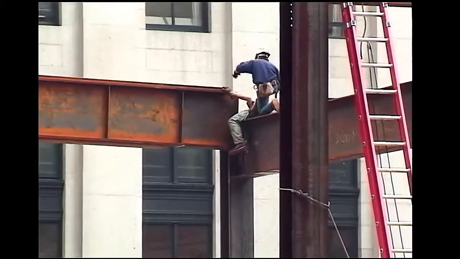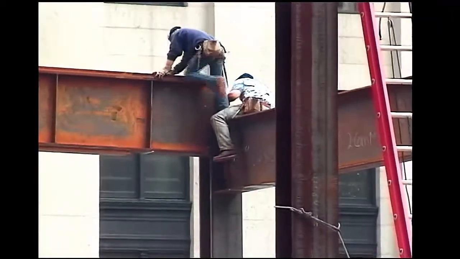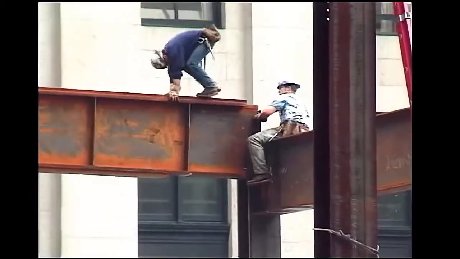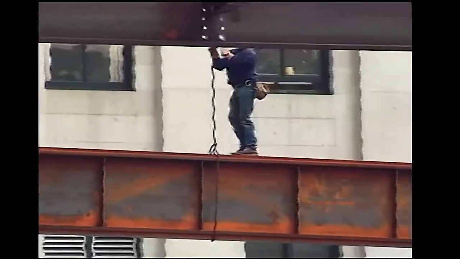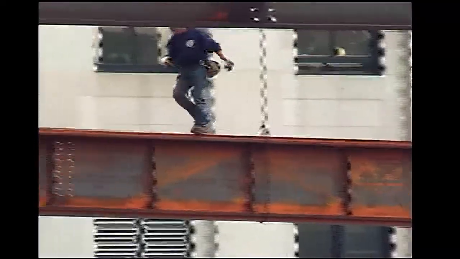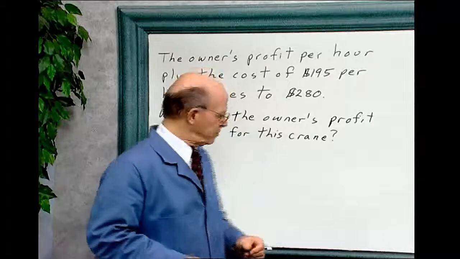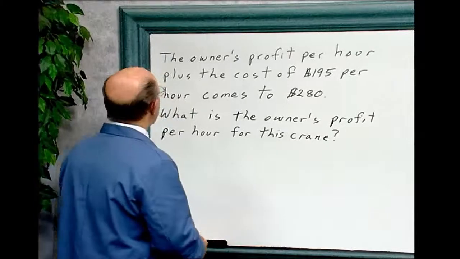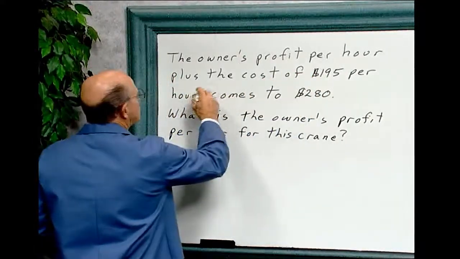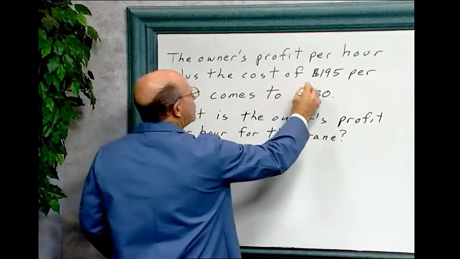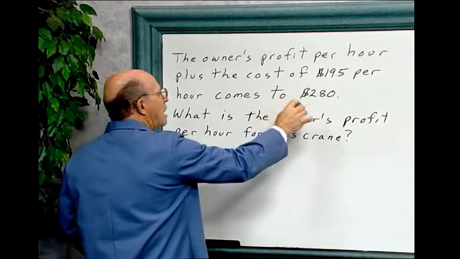Think of the cost if this I-beam was not at the proper length. Also, how would you like to walk along this I-beam? Let's do this problem. The problem states the owner's profit per hour plus the cost of $195 per hour comes to $280.